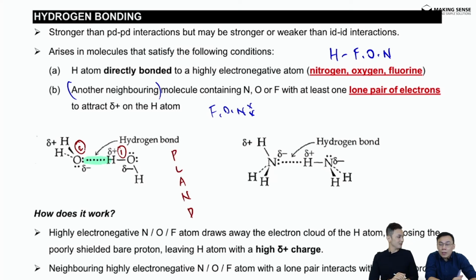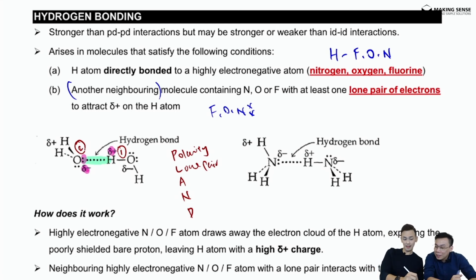What does P stand for? Polarity. The polarity refers to the delta plus and the delta minus, and we have to label them. What about L? L stands for lone pair, the lone pair on the N, O or F. The lone pairs must always be drawn. What about A? A is the arrow.